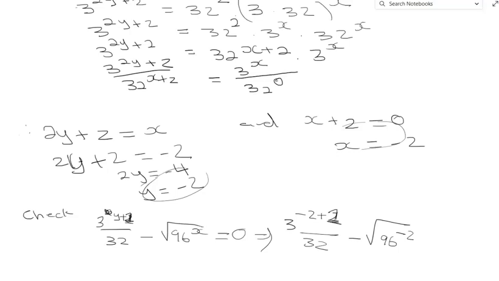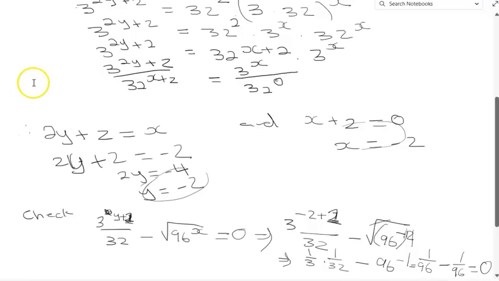And this is equal to 3 to the power of negative 1 multiplied by 1 over 32 minus, we can say this is 96 to the power of negative 2, then divide by 2 cancels the square root, and we're left with 96 to the power of minus 1. So this is also going to be 1 over 96 minus 1 over 96, which is equal to 0. So our answer is correct, right?